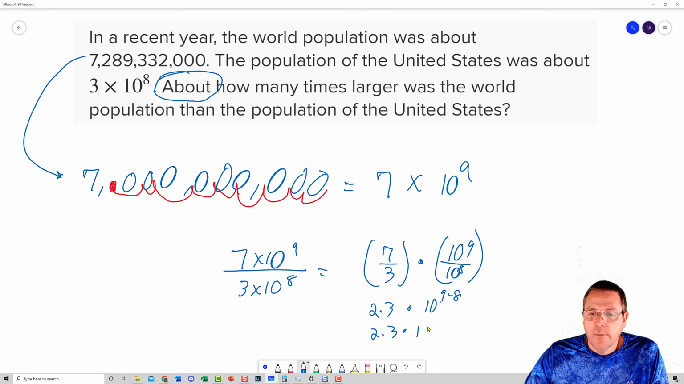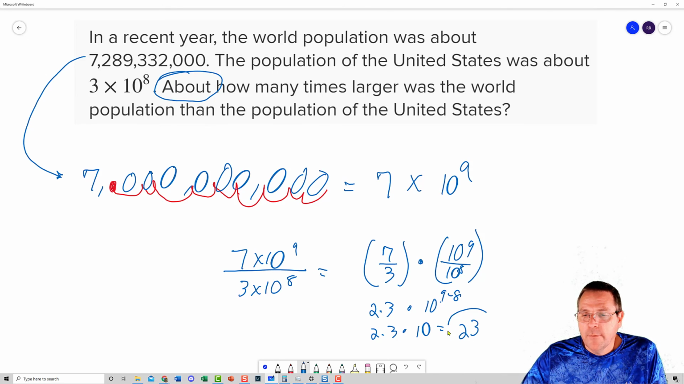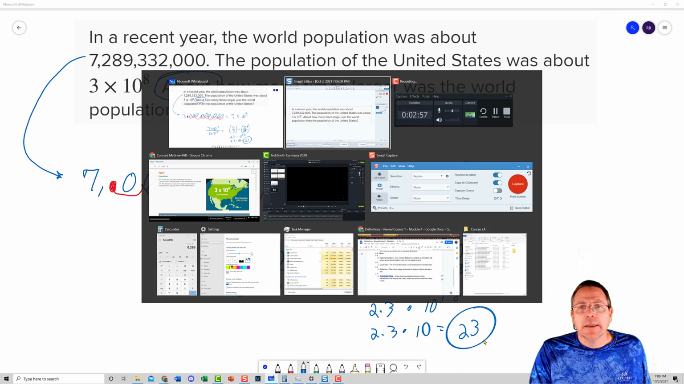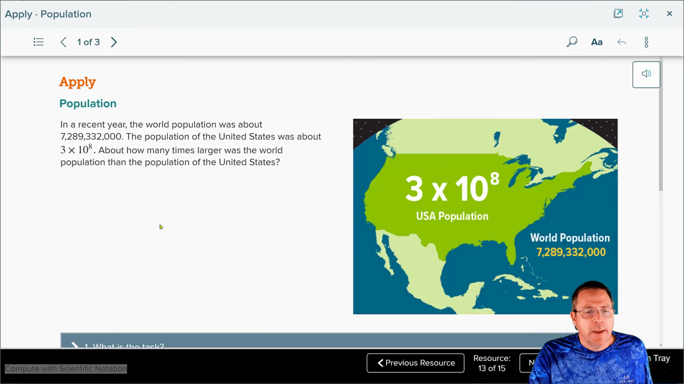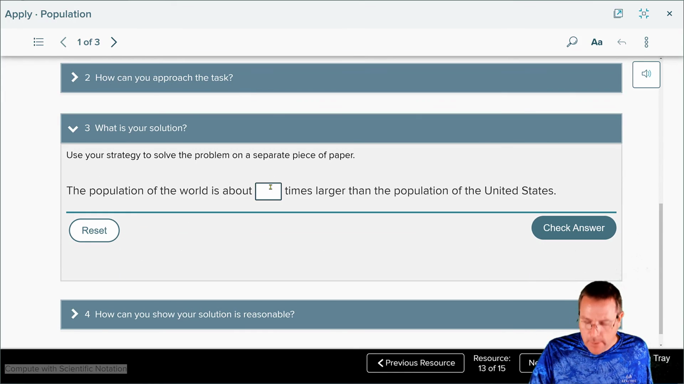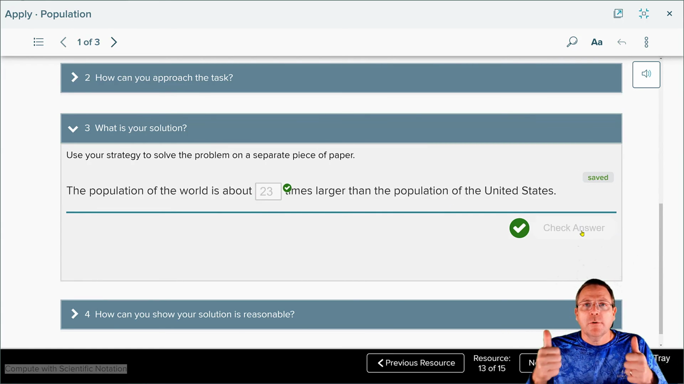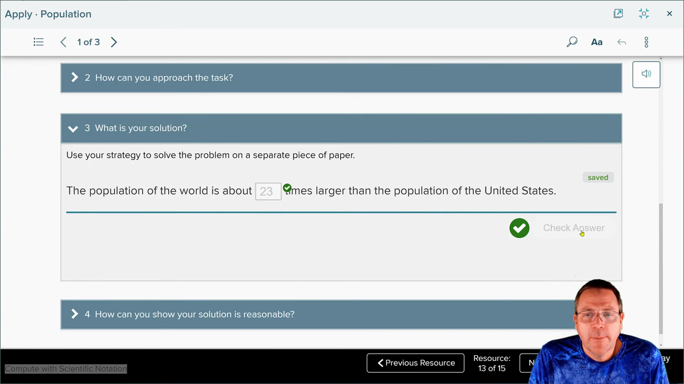Which means now I got 2.3 times 10 to the 9 minus 8. Well, that's just going to be 10, which means when you multiply 2.3 times 10, you're going to find that the world's population is about 23 times that of the whole United States. So let's go back and see if they give us an answer that looks like that. I'm going to say about 23 times, check my answer, and they did their math the same exact way I did.